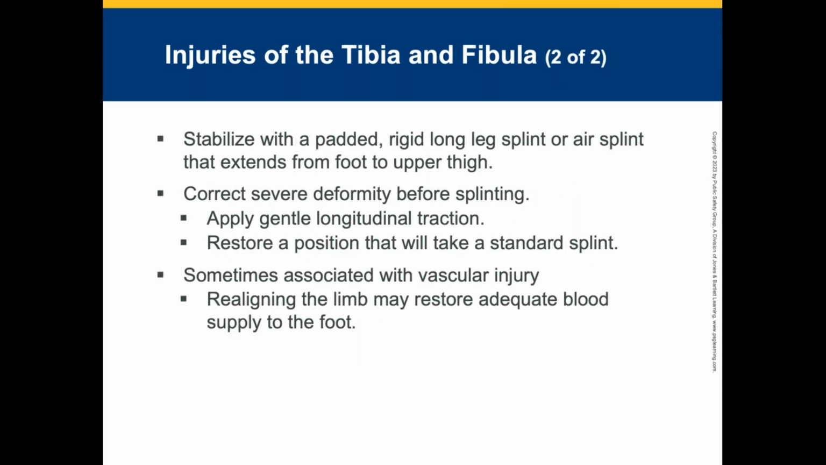So we're going to stabilize with a padded, rigid, long splint, right? The leg should be secured to the opposite leg, and correct any severe deformity before splinting. We have to move things back to get them in line, and we can do that. Restore the position that will likely take a standard splint, sometimes associated with vascular injury. So be careful what's there, okay?